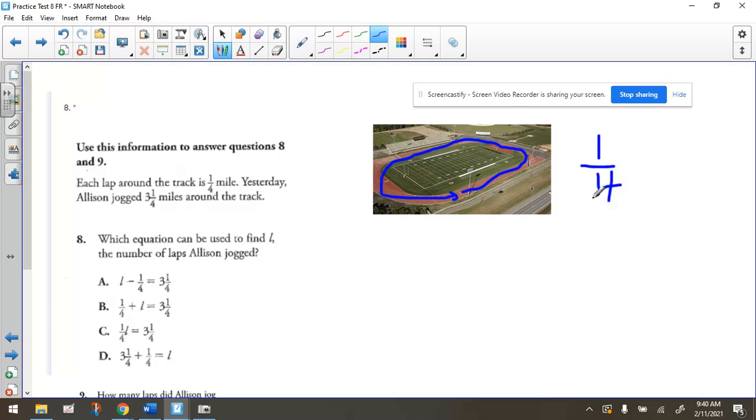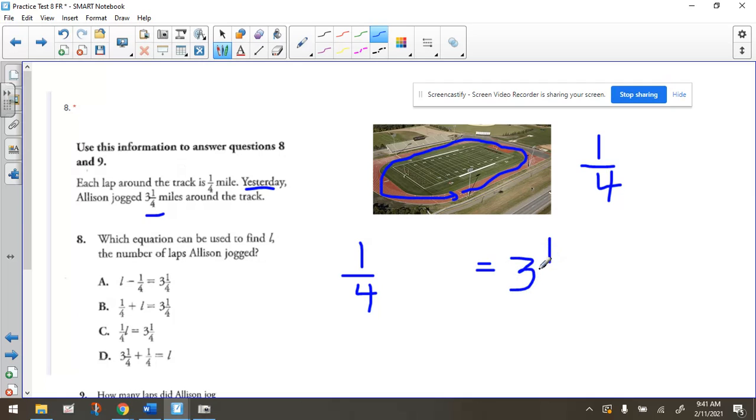Now, what if she did 2 laps around the track? Wouldn't we be multiplying 1/4 times 2 to get the total distance? What if she went 3 laps around? Wouldn't we be multiplying it by 3? And so forth and so on. Now, we do know that she jogged 3 1/4 miles around the track yesterday. So that's more than 1/4 of a mile. If she just did 1 lap, then that would be 1/4 of a mile. So we have to do something with the number 1/4 to get 3 1/4.